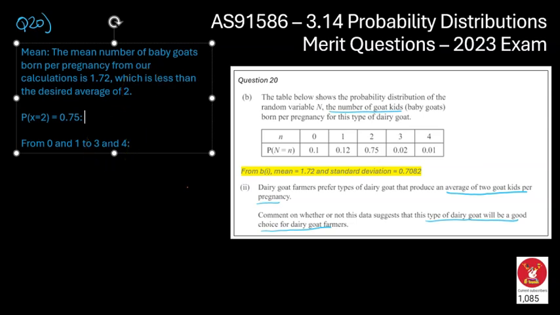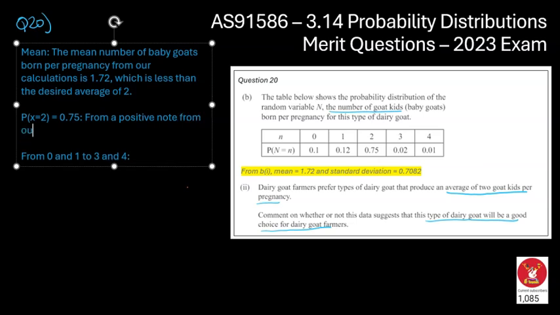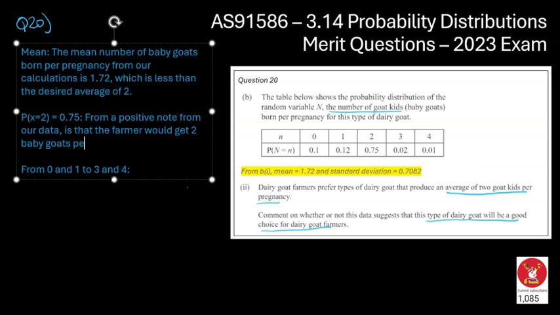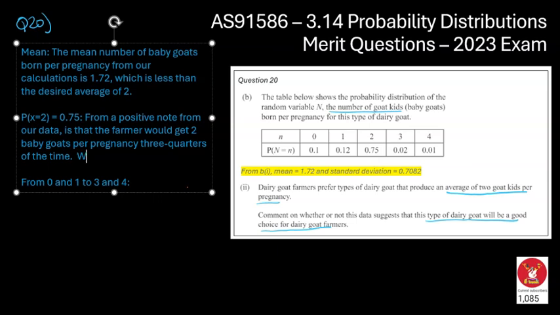So from a positive note, now I want to talk about this part here, because it is quite positive. If you're looking for an average of 2, the fact you get it 3/4 of the time is pretty good. The positive note from our data is that the farmer would get 2 baby goats per pregnancy 3/4 of the time. So that's pretty nice.